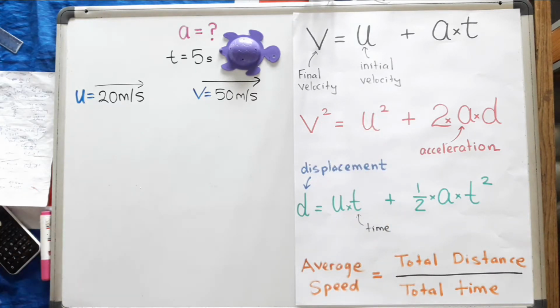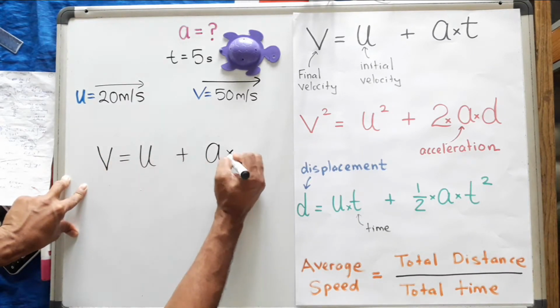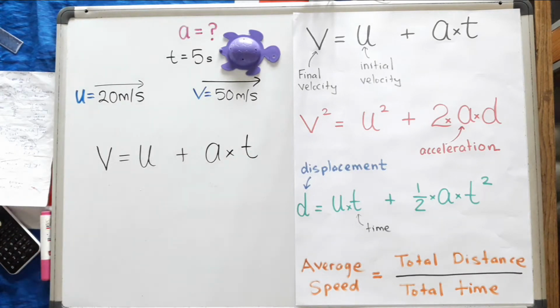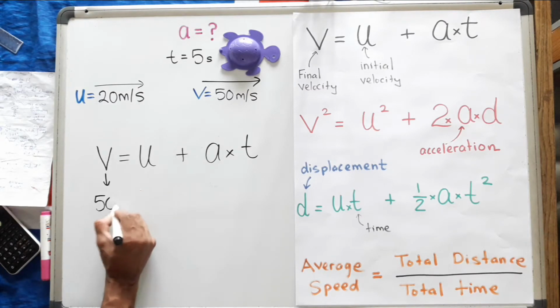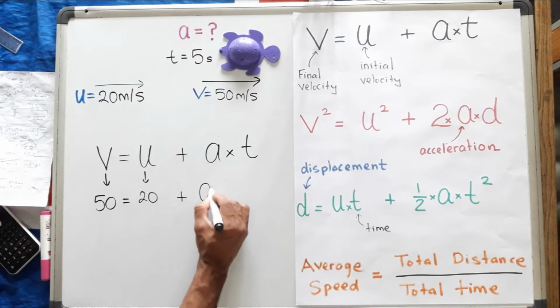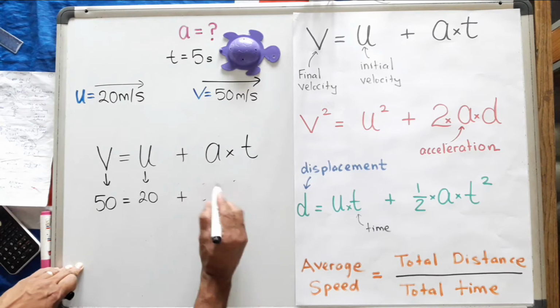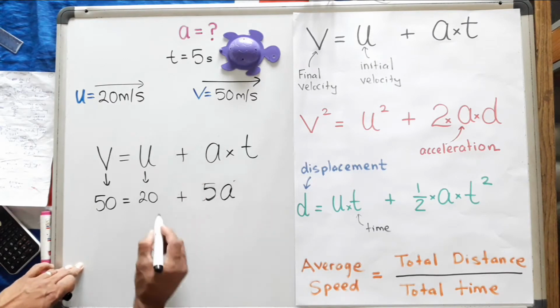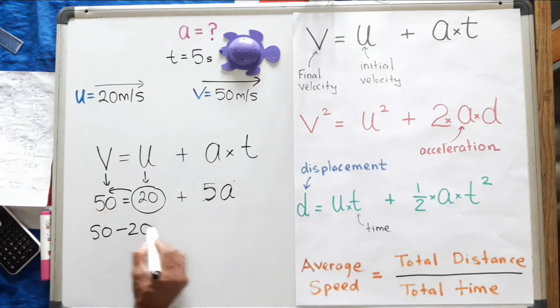So let's write down the formula. V is equal to U plus A multiplied by T. And it's really a substitution game from this point. We're just going to replace the values. The final velocity was 50. The initial or starting velocity was 20. The acceleration is what we want to find. And T is 5. Okay, let's simplify this. 5 by A is just simply 5A. And to solve for A is really simple. You're going to throw across positive 20 to get minus 20, and that is going to be equal to 5A.